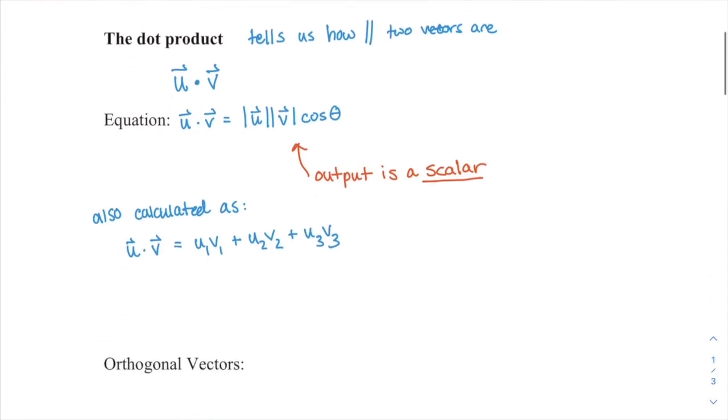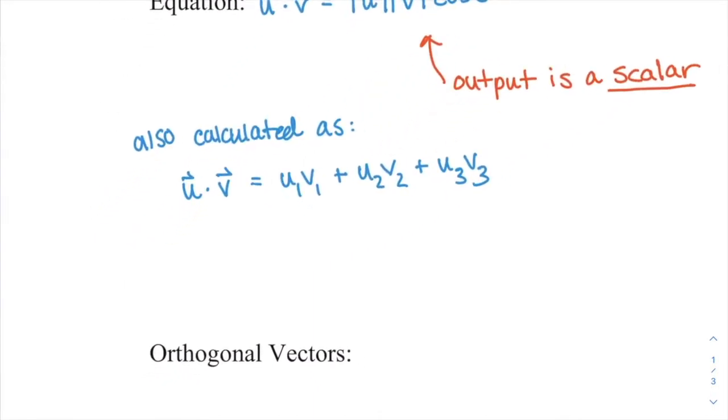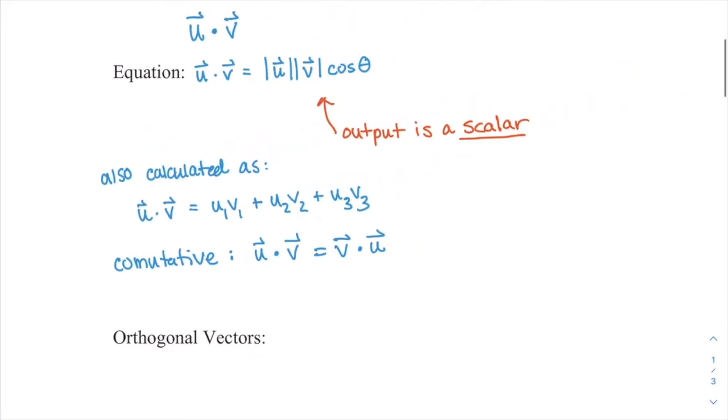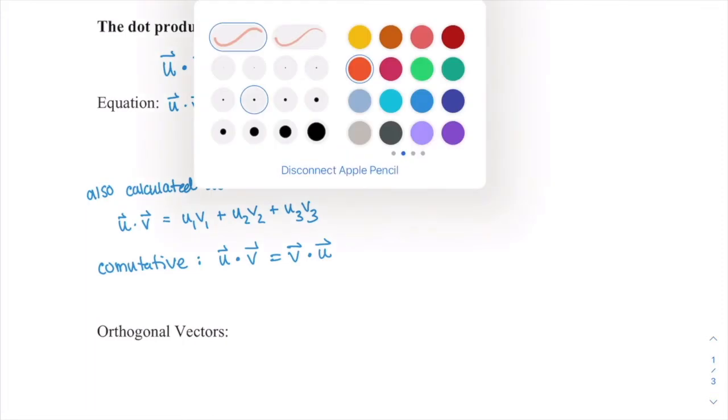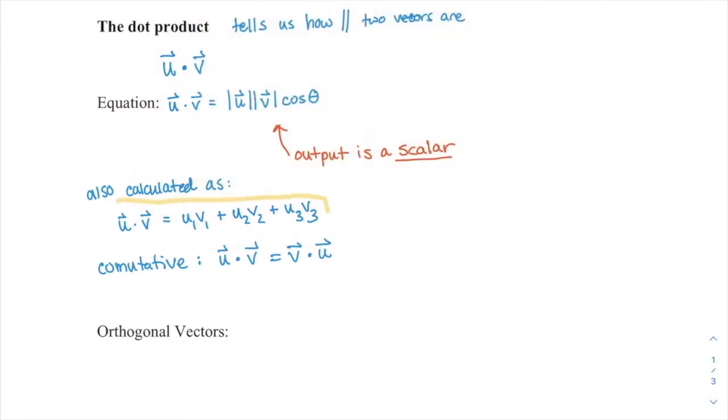And another property of the dot product is it is commutative, which just means that u dot v, so the dot product of u and v, is also equal to the reversed order, so v dot u. So you can do either order. It doesn't matter what order you do it in. And so that's kind of how we compute the dot product. And like I mentioned earlier, this is the most common way that we're going to calculate the dot product between two vectors.